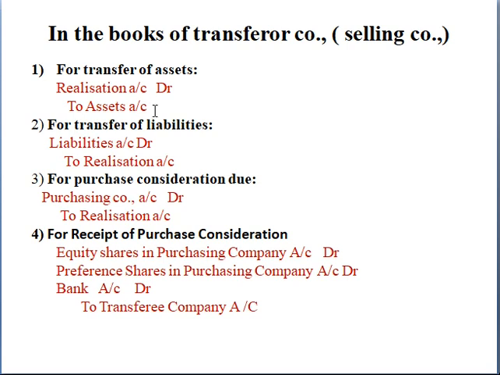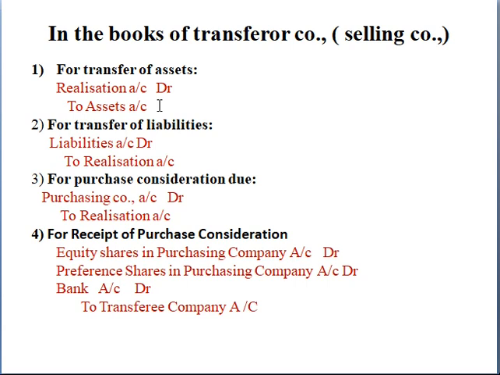I repeat once, always assets show your debit balance. Here the business is closed, that's why the assets and liabilities are also closed, so enter on the opposite side. Enter your assets in the credit. The entry is realization account debit to assets account. And the second entry is for transfer of liabilities. See, always liabilities show a credit balance. Here the liabilities are closed, so enter in debit. Liabilities account debit to realization account.